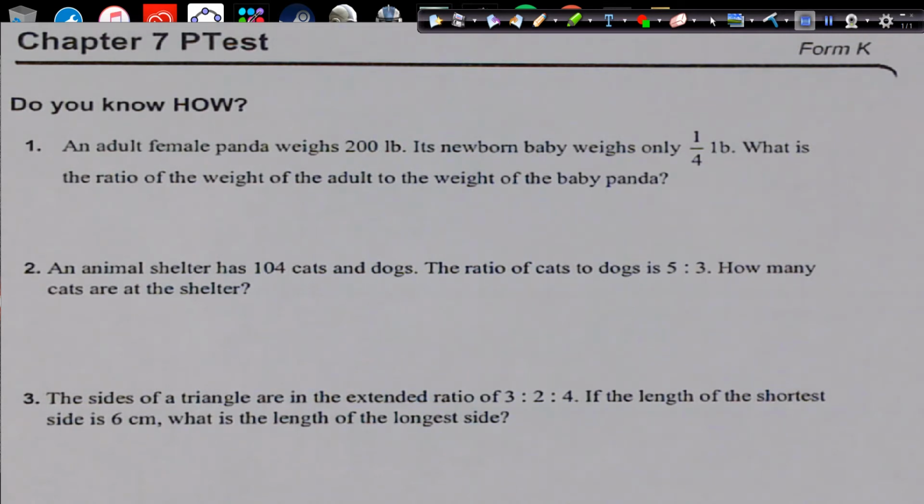An adult female panda weighs 200 pounds. Its newborn baby weighs only a quarter pound. That's not a quarter pound of the adult, but just a quarter pound, so it's really tiny. What's the ratio of the weight of the adult to the weight of the baby?